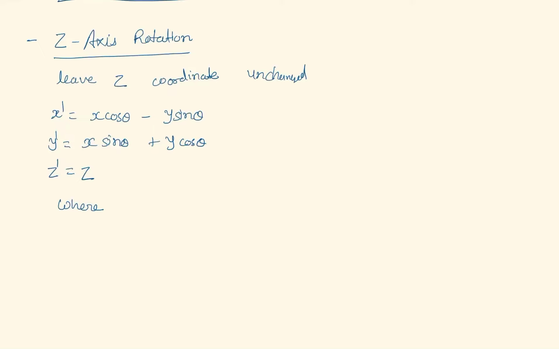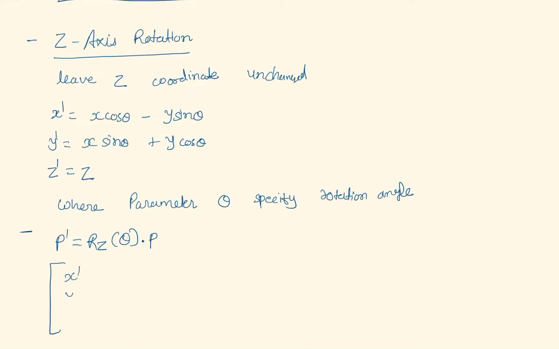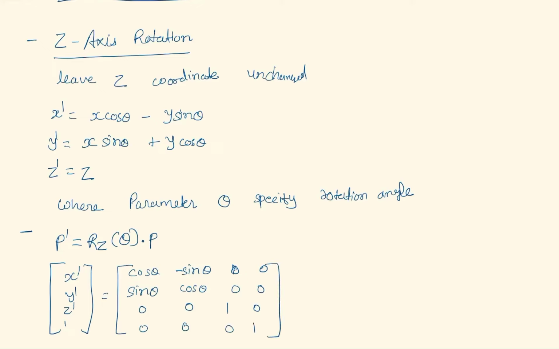where parameter theta specifies the rotation angle, and the matrix equation for z axis is written as P dash is equal to Rz theta, rotation about z theta, into P. So [x dash y dash z dash 1] is equal to cos theta minus sin theta 0 0, sin theta cos theta 0 0, 0 0 1 0, 0 0 0 1, into [x y z 1], right?